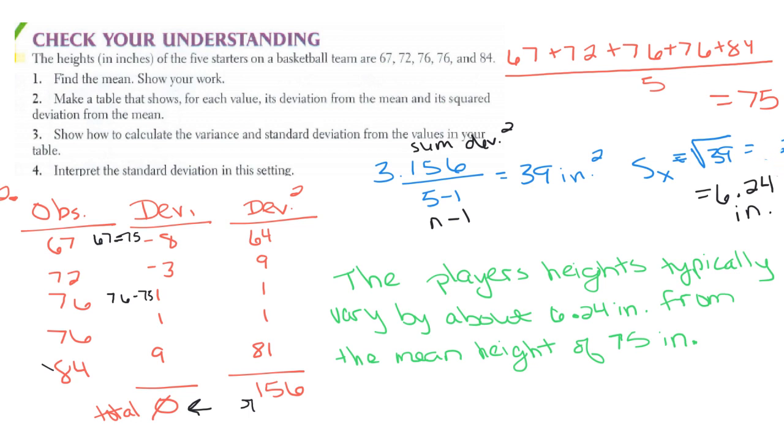And then the last one here asks you to interpret it. We're going to get a handout soon of sentence stems that you will be able to access for these interpretation type questions, where you can just fill in the gaps based off of the context of the problem and what it is you're actually trying to interpret. So when we interpret something in this setting, that means using your context. So we're talking about the players' heights typically vary by about, and then we put our standard deviation value in there, 6.24 inches, from the mean height of 75 inches. You notice I'm using context and I'm using my units all throughout my interpretation.